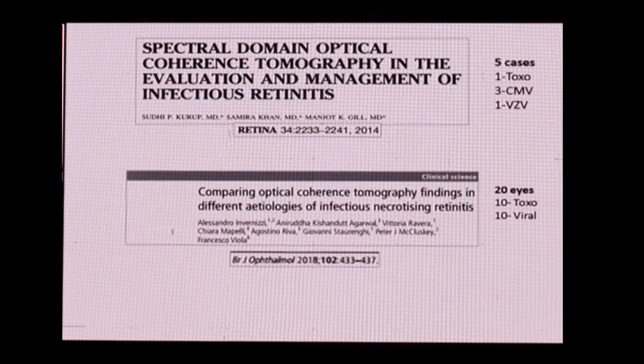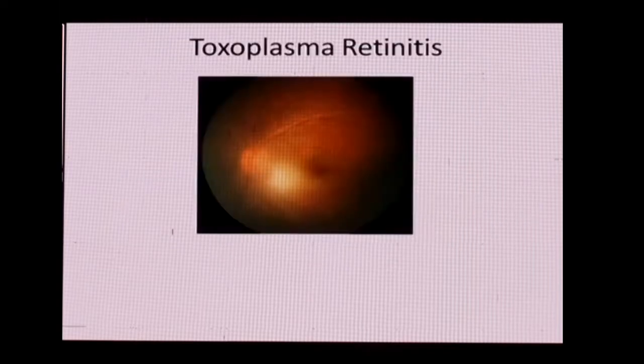The first series had only 5 cases, 1 of toxo, 3 of CMV, 1 of VZV, and the other had 20 eyes. They were able to do the OCT on 20 eyes with 10 of toxo and 10 of viral. Again, this is a small number, and we will need to take it with a pinch of salt. As I'll show you, this is a Toxoplasma retinitis, and you have all the characteristic findings on the OCT which we have described. But what is interesting, which the authors have described in those 2 articles, are these round deposits on the retina, and a hyporeflectance of the choroid with an RPE elevation.